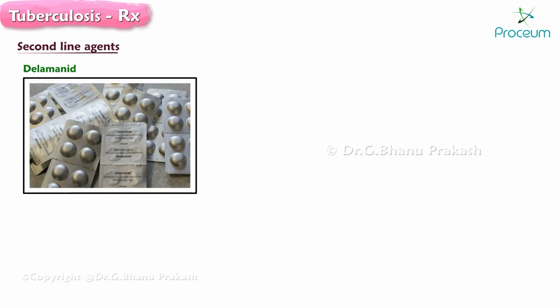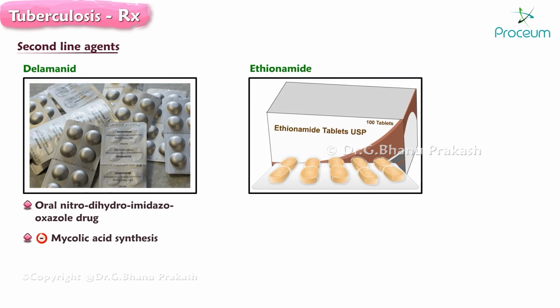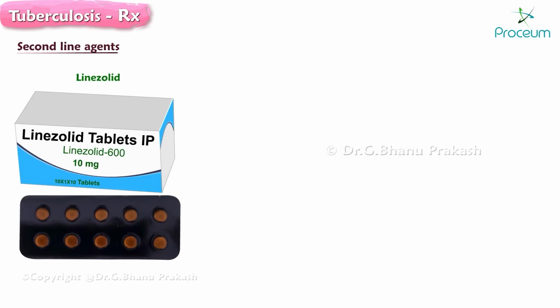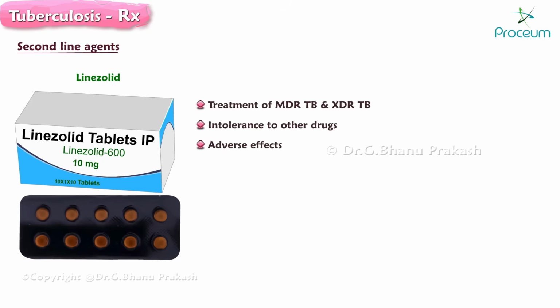Delamanid. Delamanid is an oral nitrodihydroimidazole drug that inhibits mycolic acid synthesis. Ethionamide. Ethionamide may be used for the treatment of drug-resistant tuberculosis. Linezolid. Linezolid may be used for the treatment of multi-drug-resistant tuberculosis and extensively drug-resistant tuberculosis or in settings of intolerance to other drugs. Its use is often limited by adverse effects such as bone marrow suppression, neuropathy, gastrointestinal symptoms, and retinitis.